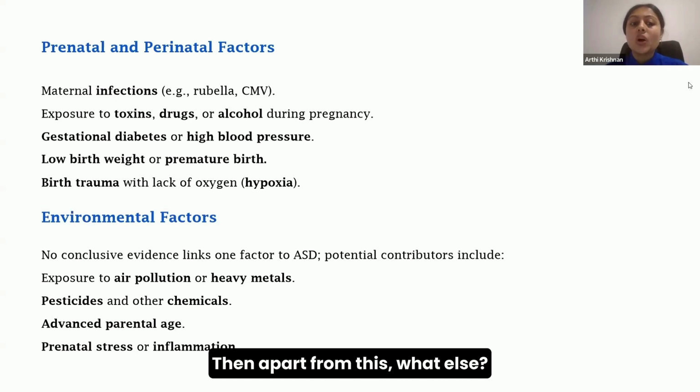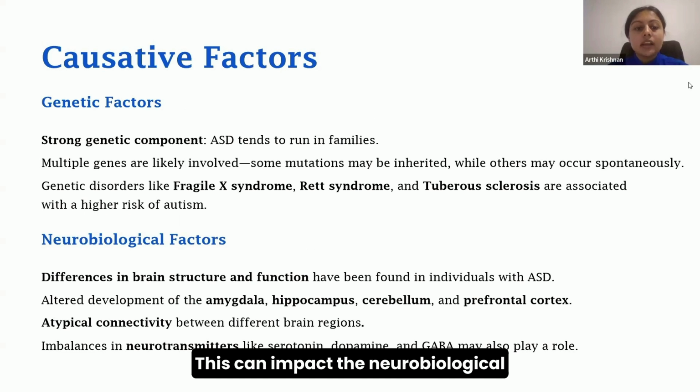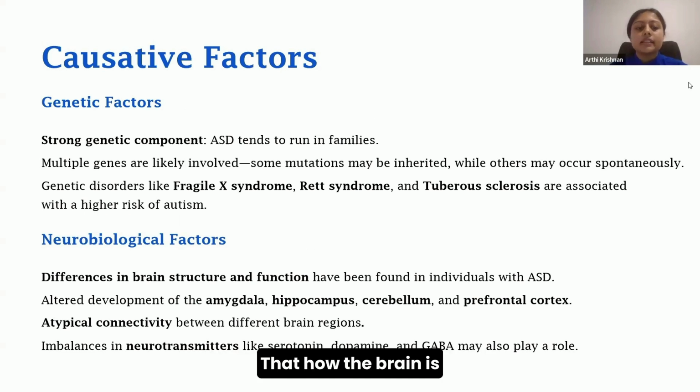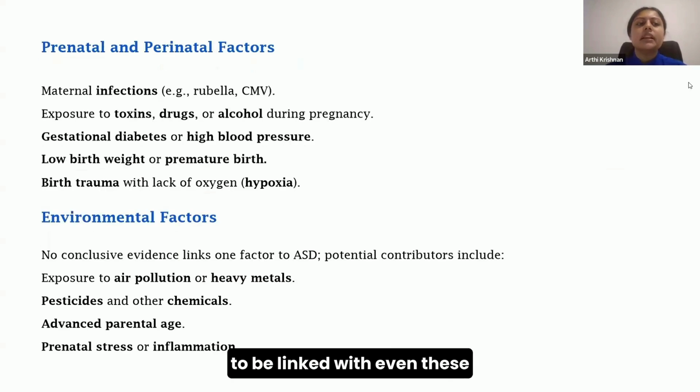Then apart from this, what else? Birth trauma, that is when the child is born and there is a lack of oxygen, a condition called hypoxia. This can also impact the neurobiological factors, right? That is, how the brain is developing, how the structure is, how the functions are. So these neurobiological factors tend to be linked with these prenatal and perinatal factors.